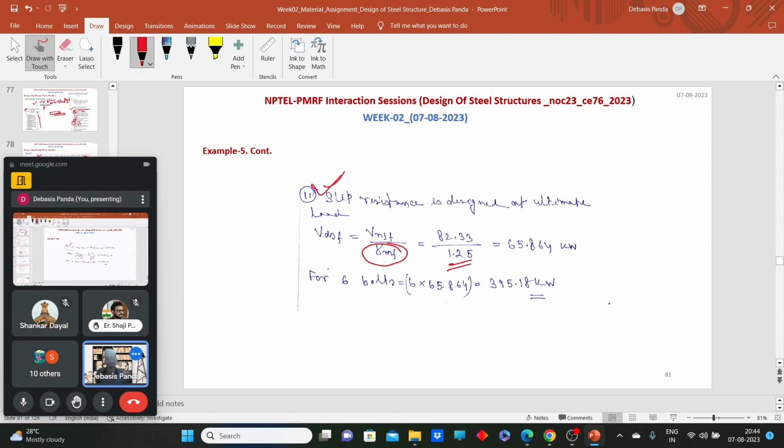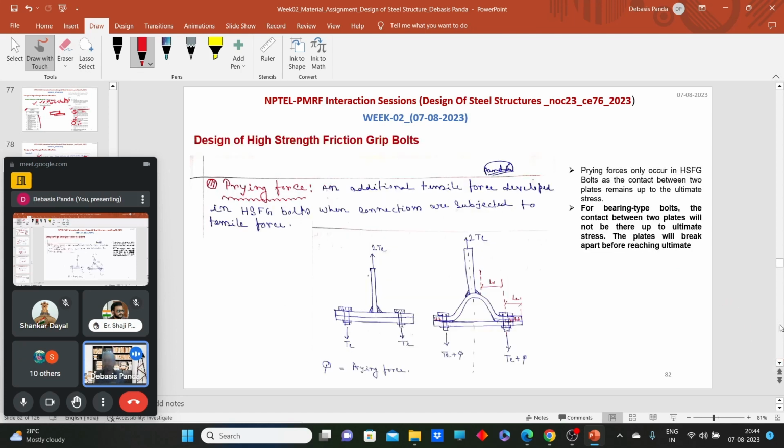Okay, so now just come quickly to that part, prying force. This is one of the important phenomena when we design using the frictional type of bolt. This phenomenon occurs when tensile force is applied on the connections and the connections are more rigid. Here we make a connection through a plate and a T section is connected over here. Now think I am applying a tensile pull up to here.